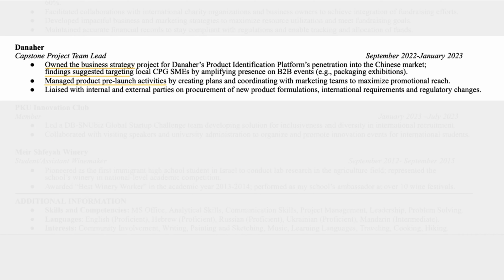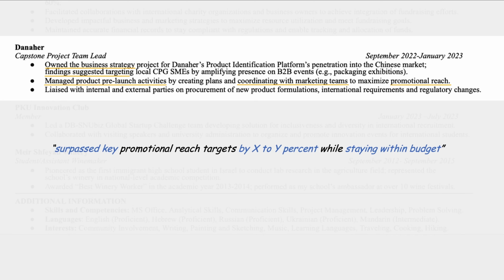Second bullet, manage pre-launch activities, coordinating marketing teams, promotional reach. Okay, again, no results here. How much reach did she get, and how does that compare to the benchmark? We need to add that. For example, surpassed key promotional reach targets by X to Y% while staying within budget. The benchmark here is the target and the given budget.